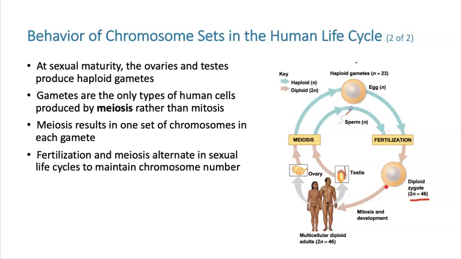At this point, we go through mitosis and development. That's that type of cell division that we talked about earlier, when we have two exact copies of an original cell, and this happens millions and millions, if not billions and trillions of times, and you develop into a fully formed multicellular adult having 46 chromosomes.